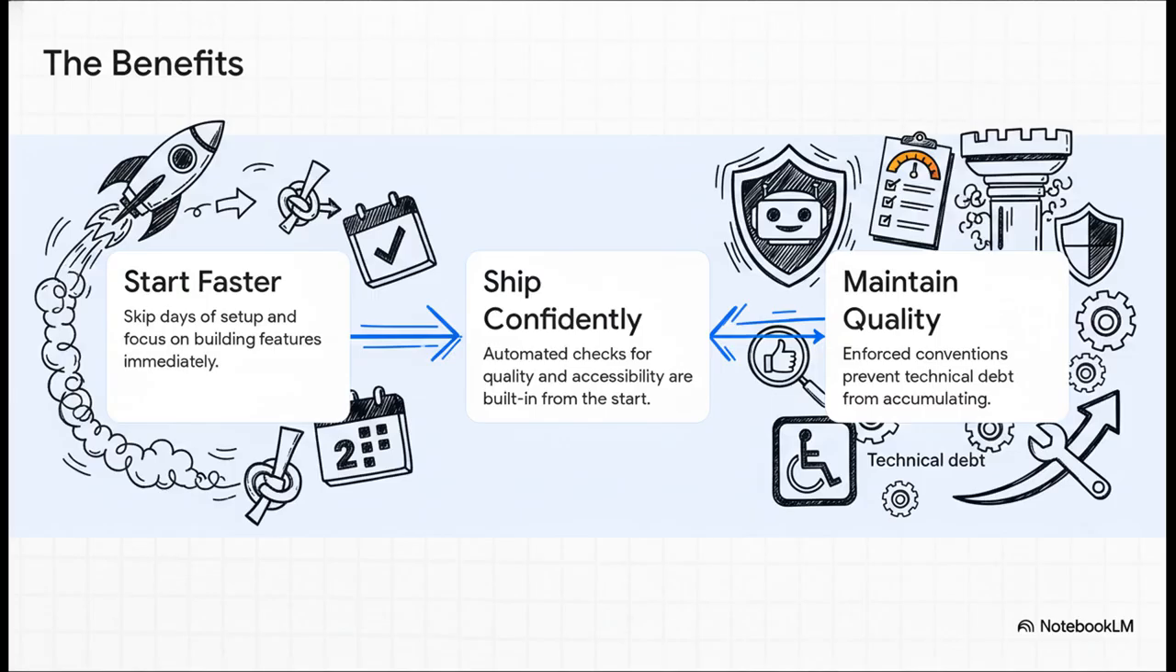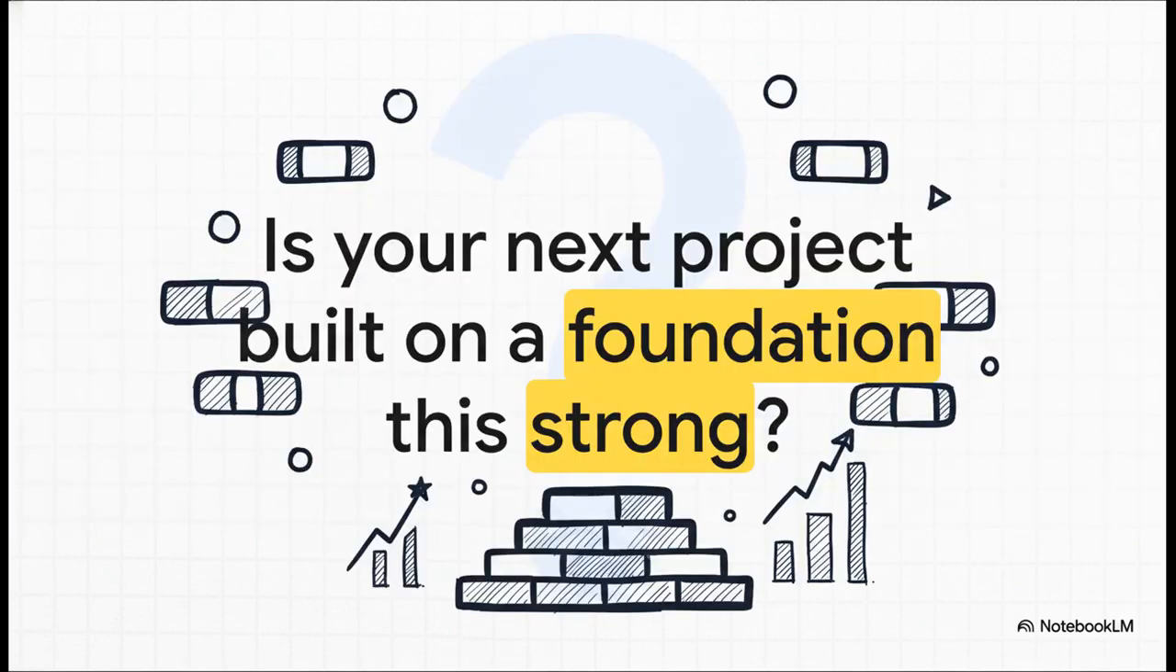Second, you ship with so much more confidence, knowing that this whole suite of automated checks for quality, testing, and especially accessibility has had your back from the very first line of code. And finally, and this might be the most important part, this foundation helps you maintain that high quality for the long haul, preventing that slow creep of technical debt that can just cripple a project over time. It really sets a new bar for what a project baseline can be. It's all about starting strong so you can stay strong. So the final question I'll leave you with is this: is the foundation for your next project going to be this robust?